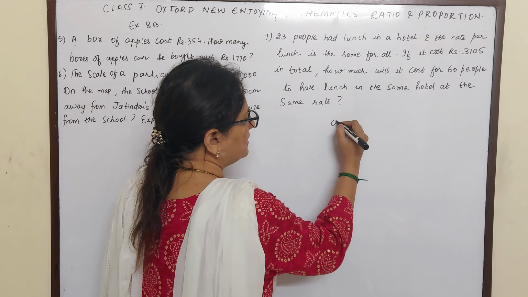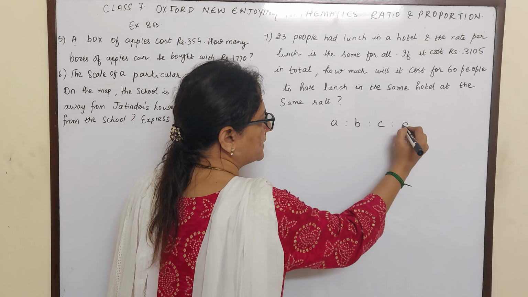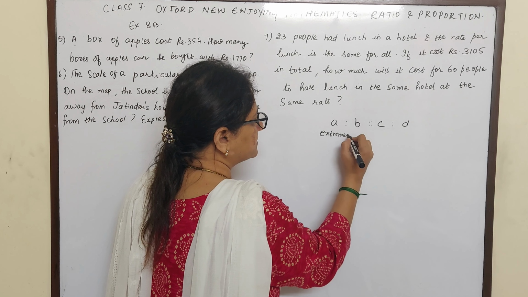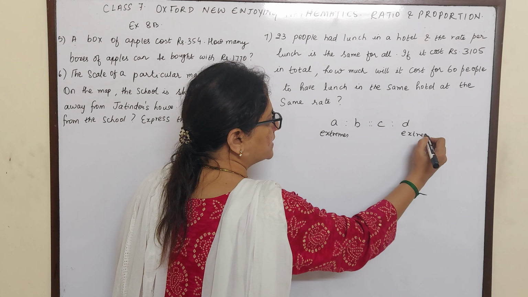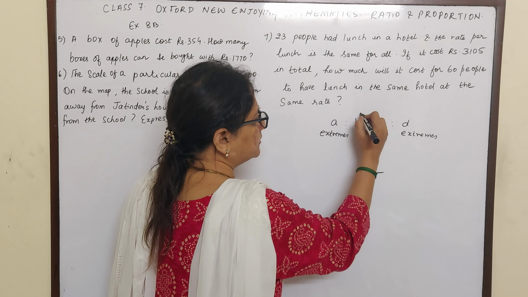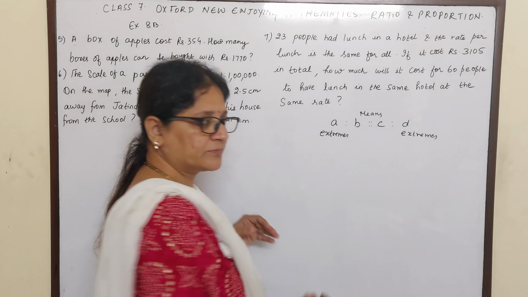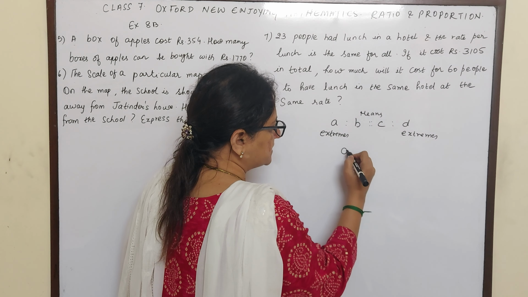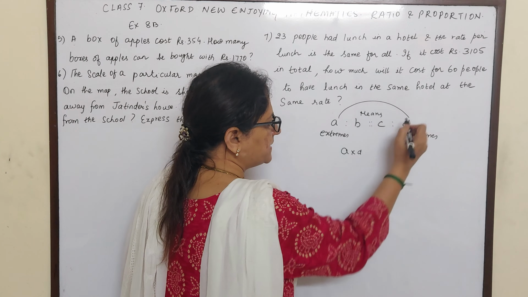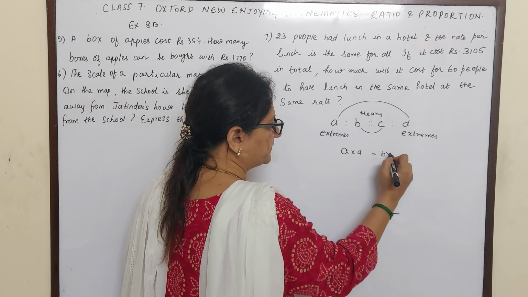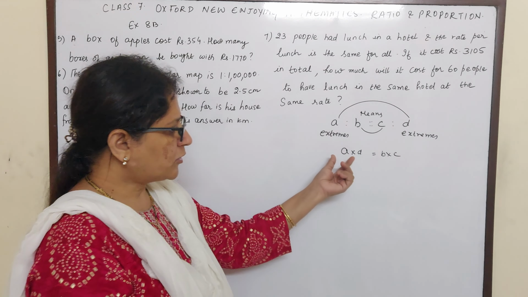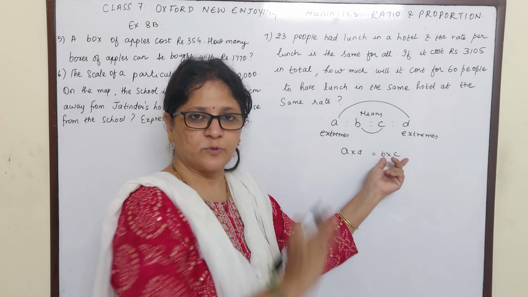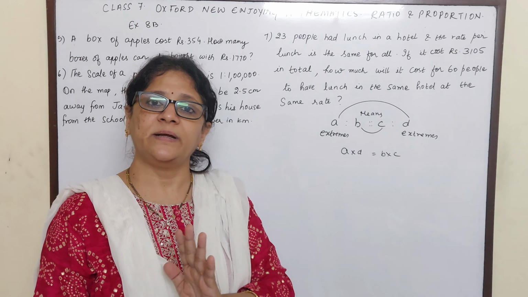Now what is this proportion method? See children, there will be four terms in the proportion method. The first and last terms are called extremes, whereas the second and third terms are called means. To be in proportion means the product of extremes, that is A into D, should always be equal to B into C. If the product of extremes is equal to the product of means, those numbers are in proportion, and those numbers should be in the right order.